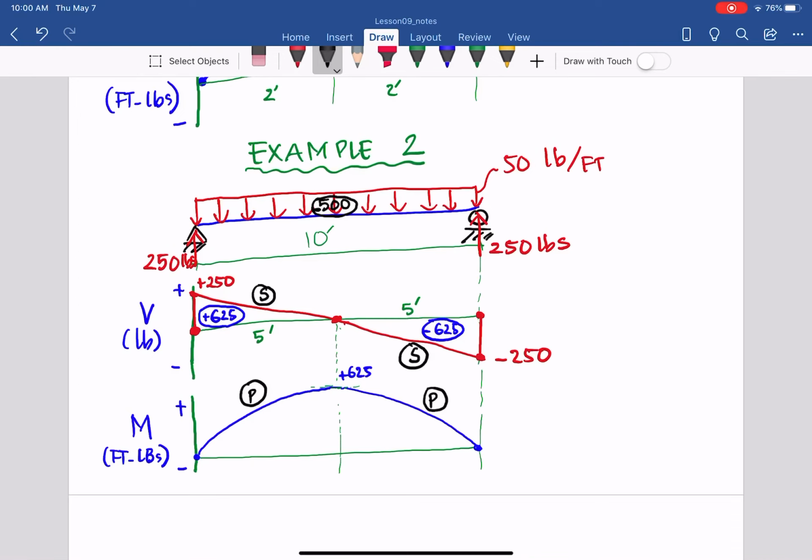So with that, we finish example 2. We have 2 more examples, by the way, to investigate other cases.